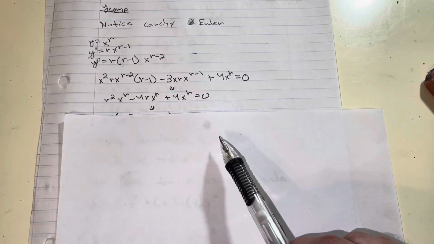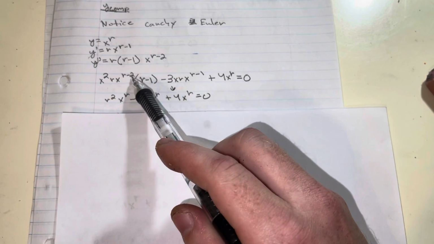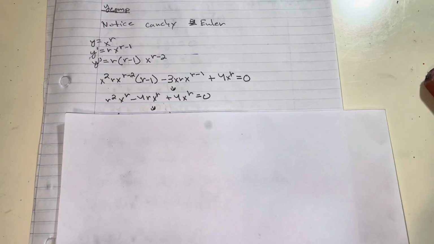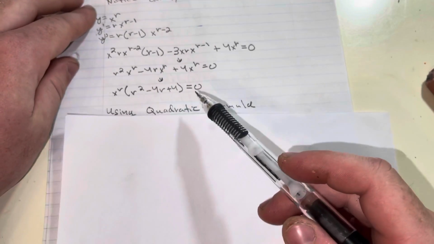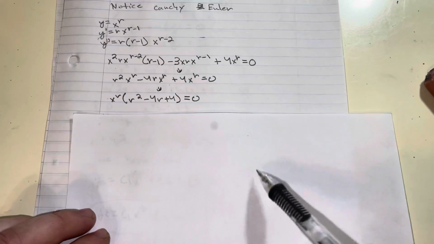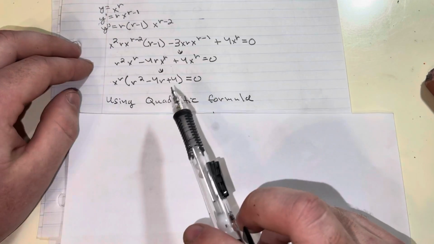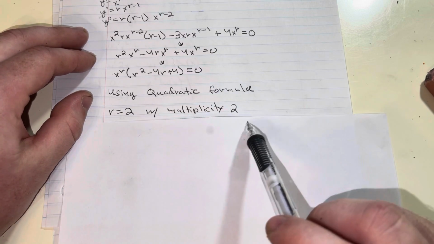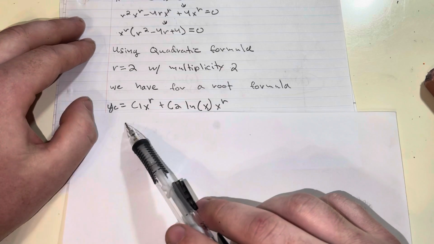I multiplied by x^2, got the x^-2 from here, did a little algebra and simplified it. My next step is to factor out the x^r, and I got this. Using the quadratic formula, I plug that in and got r equal to 2 with multiplicity 2, and we have a root formula from the book.